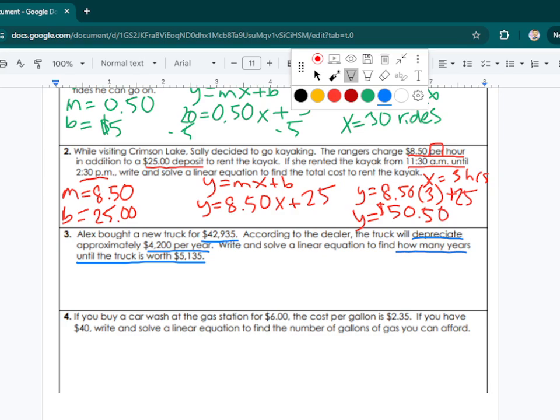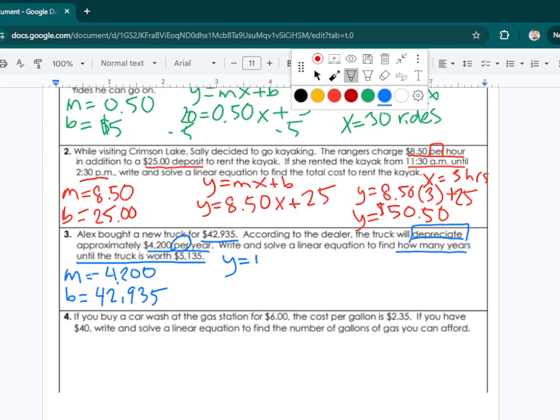So let's try to figure this out. We need to find our m, our rate. So look for the keyword per. 4,200. The important thing here is knowing the word depreciate. That means to go down in value. So our slope here is actually going to be a negative 4,200 because each year it's going down in value. And then our b, our starting point, is what it was worth initially. So that's the $42,935.